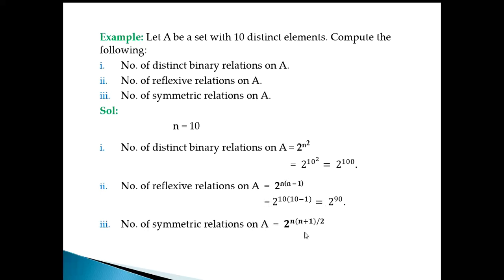Next, symmetric relations. Symmetric relations are 2 to the power n into n plus 1 by 2. When we put n equal to 10, we get 2 to the power 55. So 2 to the power 55 are the symmetric relations if we have the set A in which 10 elements are there. Clear? You have to remember these like a formula: the total number of binary relations if you have n elements in the set A is 2 to the power n square. Reflexive relations are 2 to the power n square minus n. Symmetric relations are 2 to the power n into n plus 1 by 2. Clear?